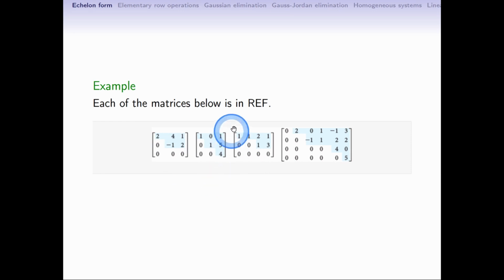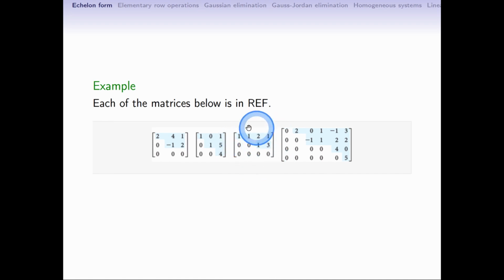Another interesting example here is the third matrix. Let's check. The matrix contains a row of zeros, and that row of zeros is at the bottom, so this conforms to rule number 1. The leading entries are the 1 here in row 1 and the 1 here in row 2. And again, as I work my way down through the rows, I see the leading ones marching to the right.